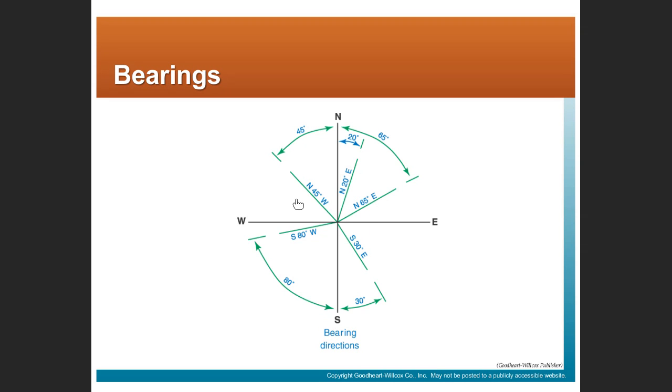Here is north 45 degrees west, so we are in the opposite direction of that. And then here are some bearings on the south side, south 30 degrees east or south 80 degrees west. And again, remember those bearings could have some additional detail. 80 degrees, 15 minutes, 27 seconds, right, for more precision.